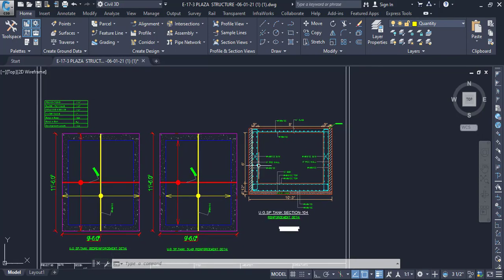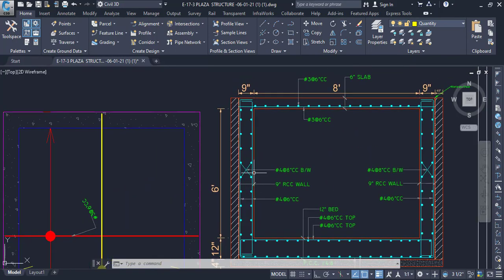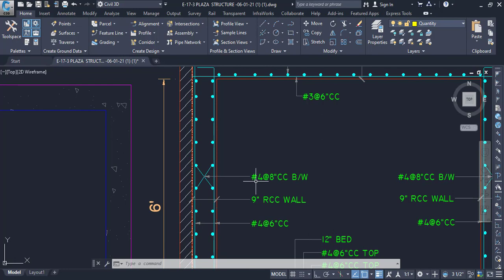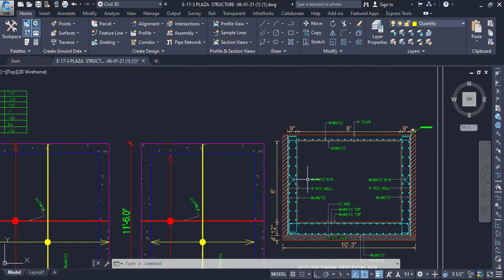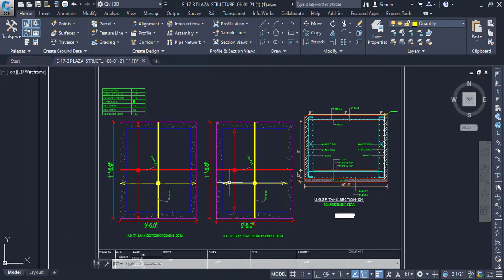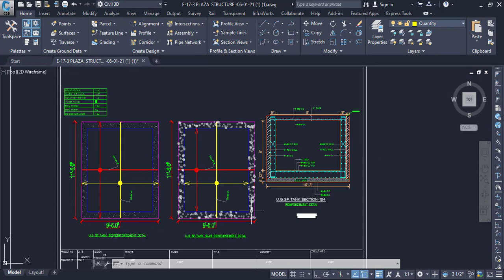Hello, in this tutorial we are going to find out the horizontal steel in RC walls. The detail over here uses a number 4 bar at 8 inch center-to-center distance. So we have this wall, this wall, this wall, this wall, and this wall. And remember, we will take the outward dimension in all of the cases, because these are horizontal bars.